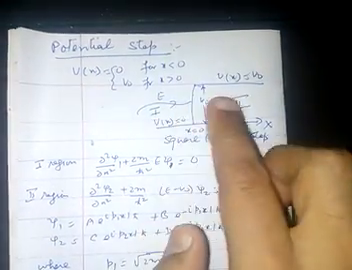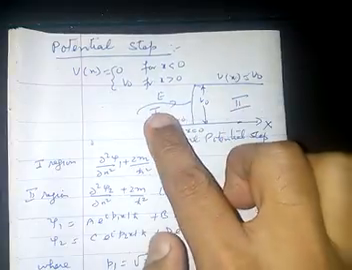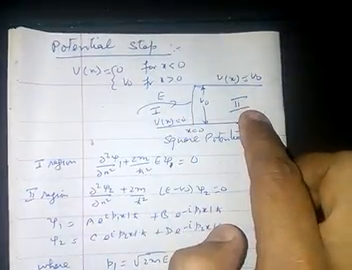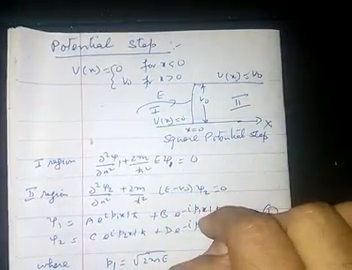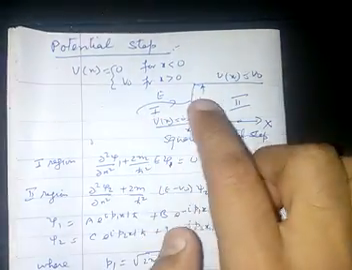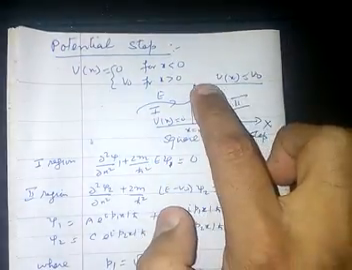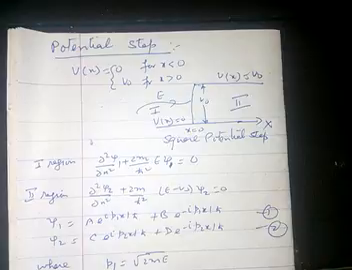This is the first region, this is the second region. Here the wave function is psi1, here the wave function is psi2. Here V(x) is equal to 0, here V(x) is equal to V0. This is the height of the barrier.